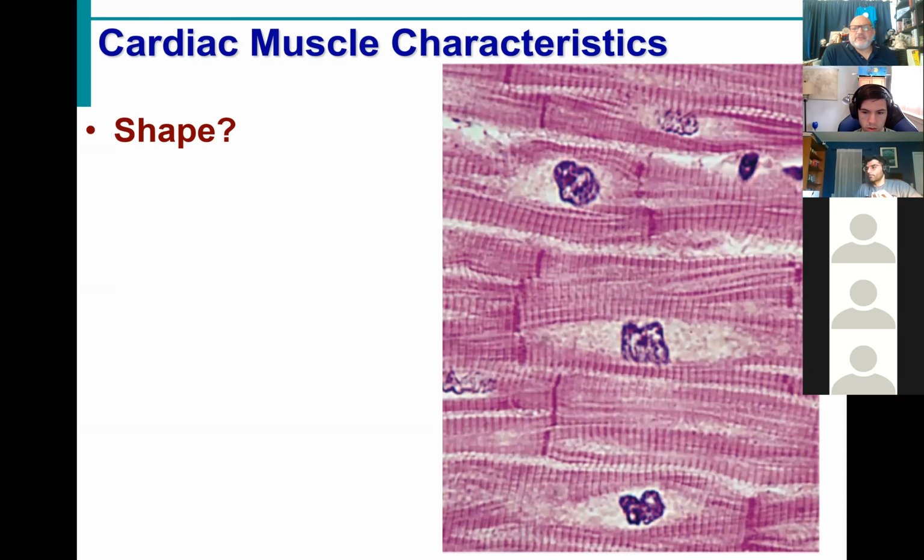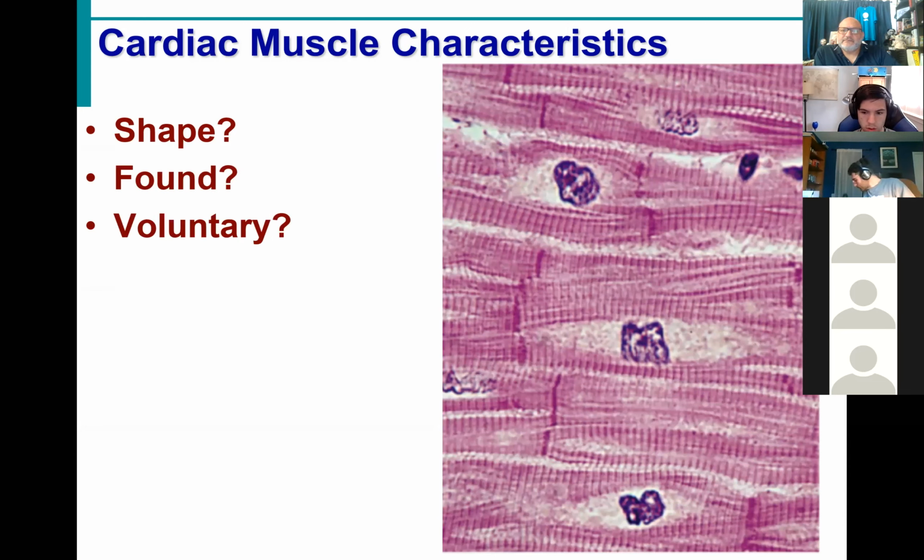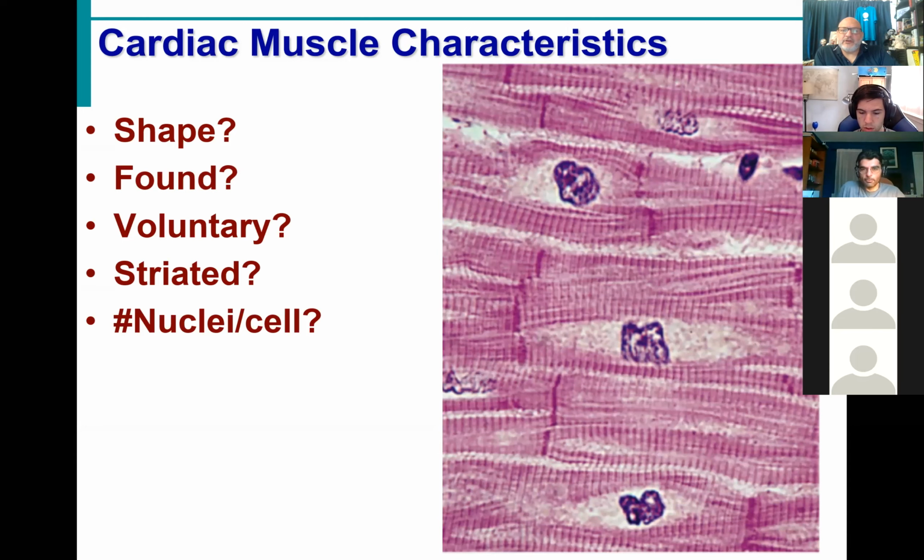What's the shape of cardiac muscle? Branching shape. Absolutely excellent. Where's it found? Heart only. Voluntary? Involuntary, so no. Striated? Yes, absolutely. Number of nuclei, one or many? Mostly one. Every once in a while, you might find a second one, but mostly one, absolutely.